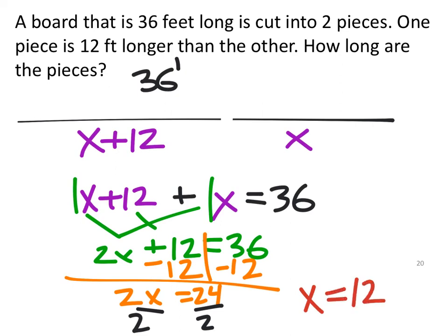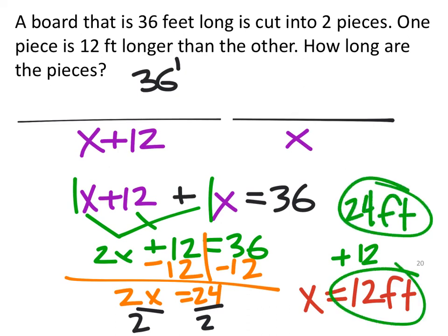It wants to know how long the pieces are. And yes, we should label this. Don't forget to label your word problems, please. Now, the long piece is 12 feet longer than that, so if I add 12 to it, then I get 24 feet as the long piece. Now we should check. I really don't need to, but let's check anyways. 24 plus 12, how long is it? Bam. 36 feet, which is how long the board was in the beginning.